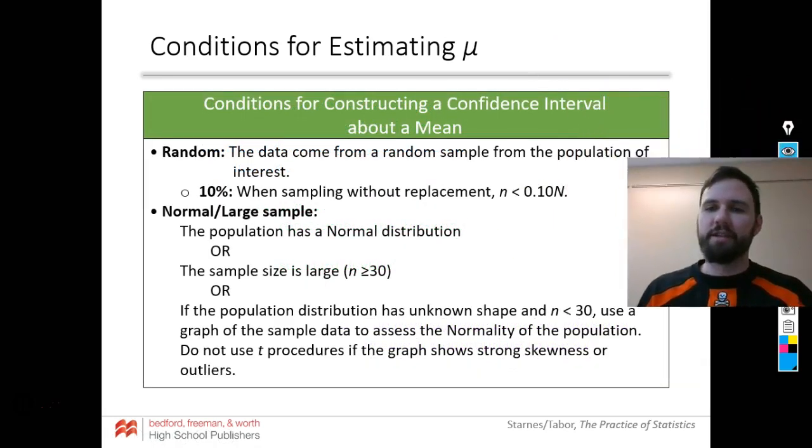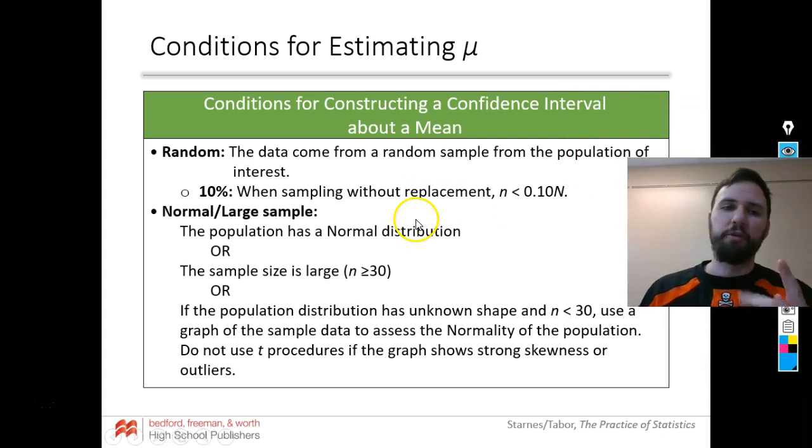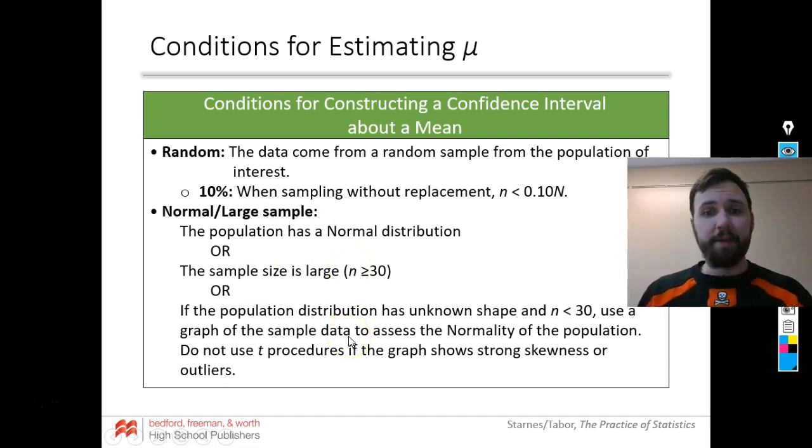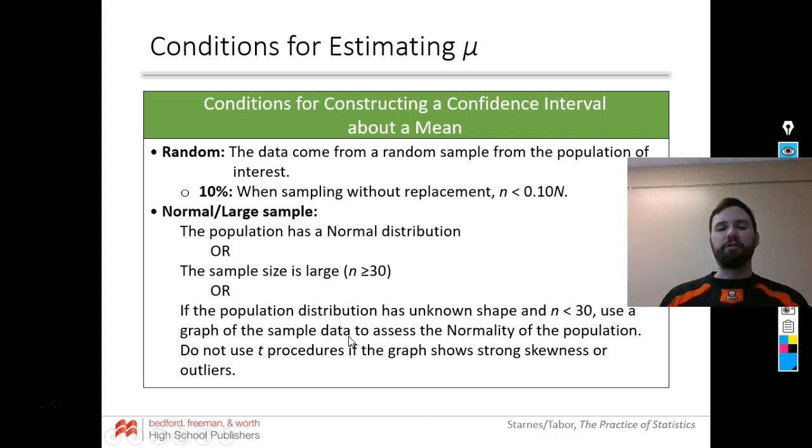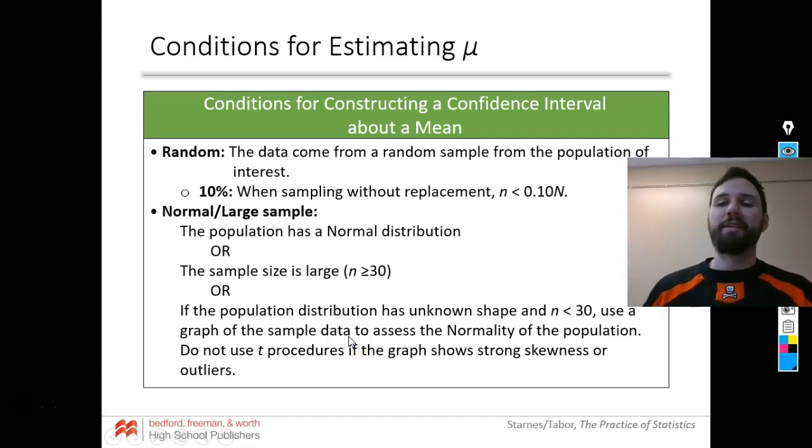And that's all it says here. Same thing, 10% rule, random, and the population can be normal, sample is bigger than 30, or it's less than 30 and we don't know the distribution, but we look at the sample data and it looks normal. Okay?